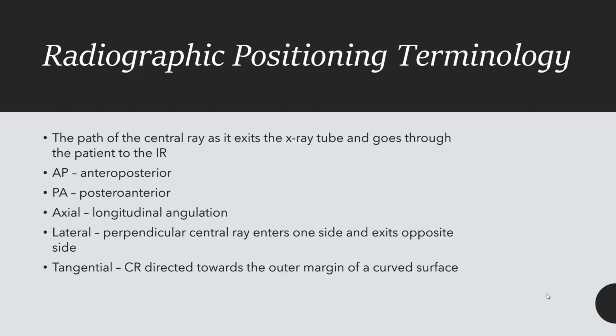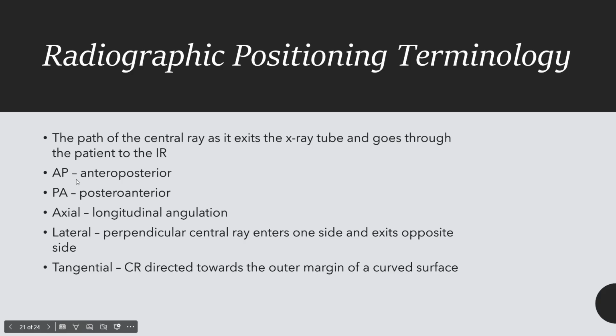When we talk about positioning terminology, this is extremely important to get down. We talk about the path of the central ray as it enters the X-ray tube and goes through the patient to the imaging receptor, or IR. The central ray is going to appear when we're doing X-rays on the X-ray unit as a crosshair, so it's where we're targeting where the image is going to go. I want you to think about it like you have a camera and you're taking a picture. What's right in the center? That's going to be the central ray.